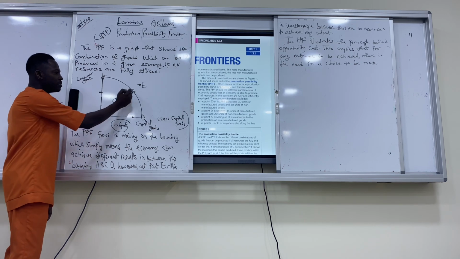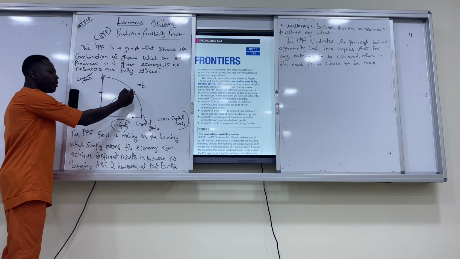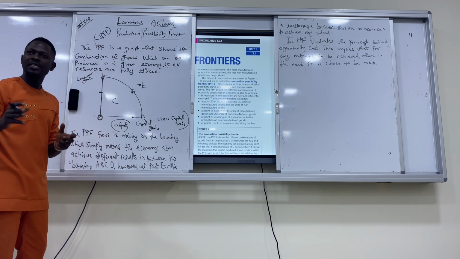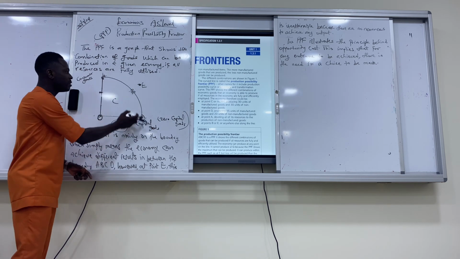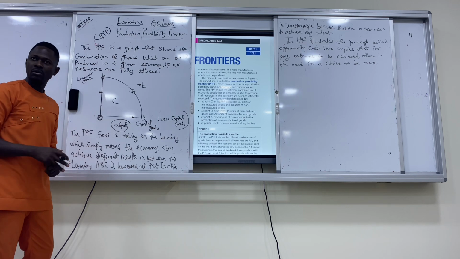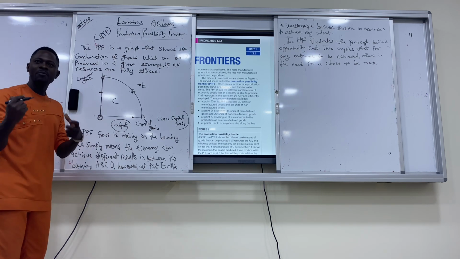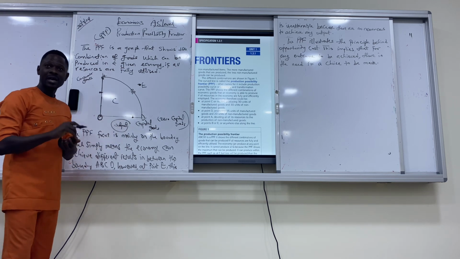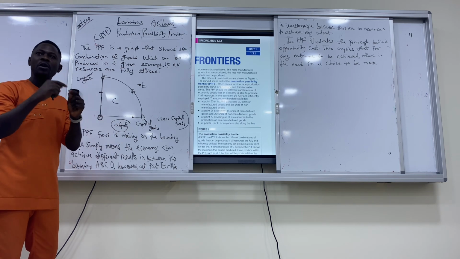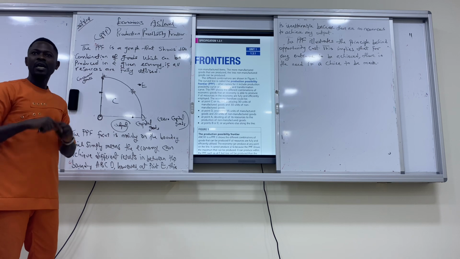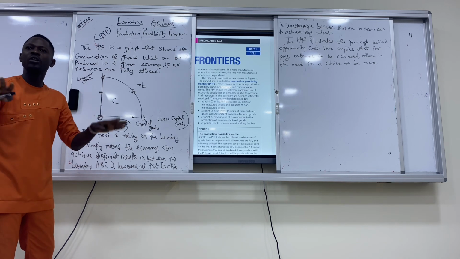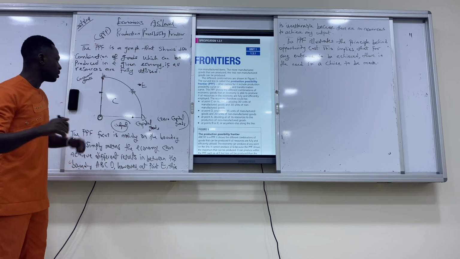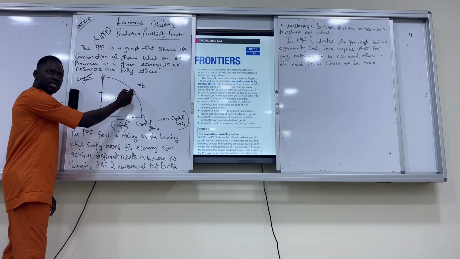Now, let's go to point B. Point B is also attainable. Why? Because it's still between the boundary. Yes or no? Good. So, what combination of goods can we produce? At point B, we are able to produce both consumer goods and capital goods. But at what quantity? We get to know the quantity through this illustration. This is point B. Yes or no? Yes.